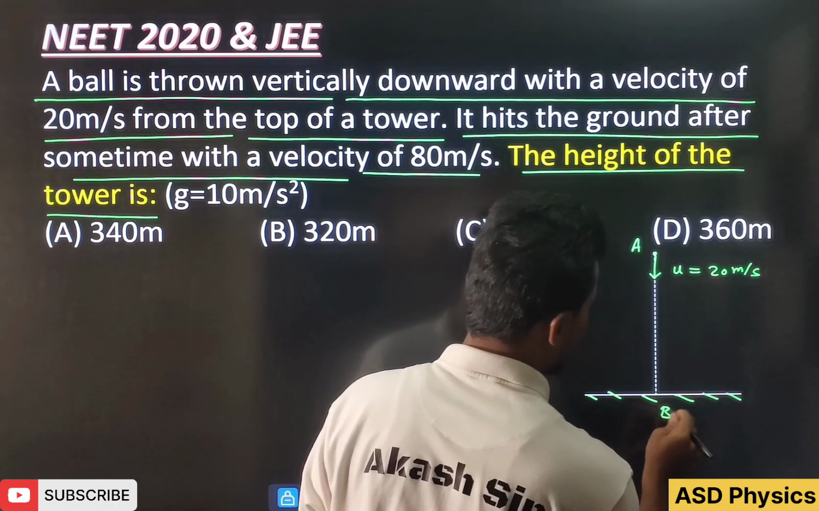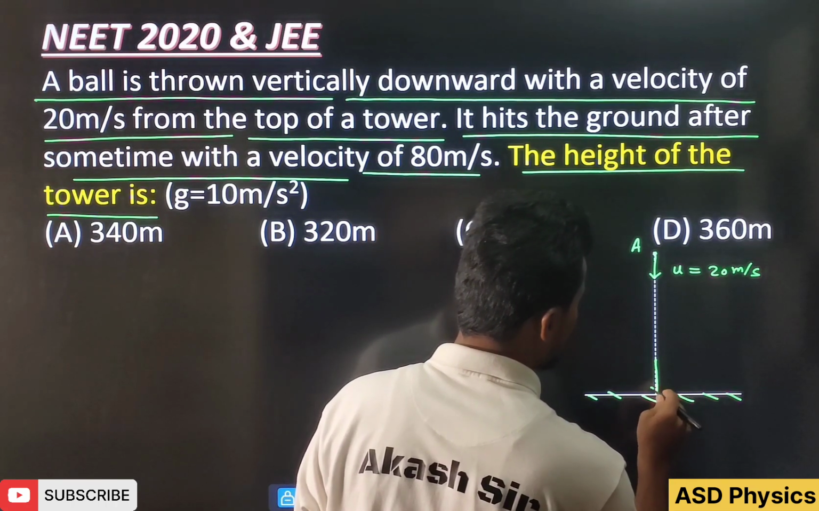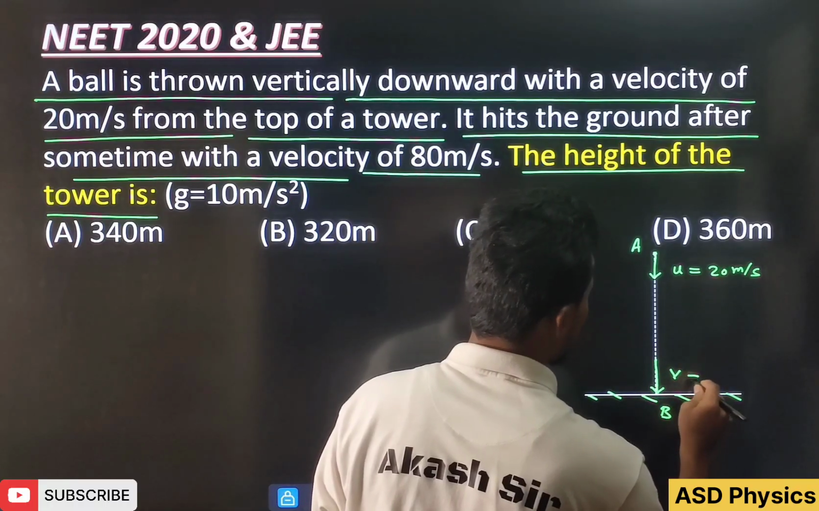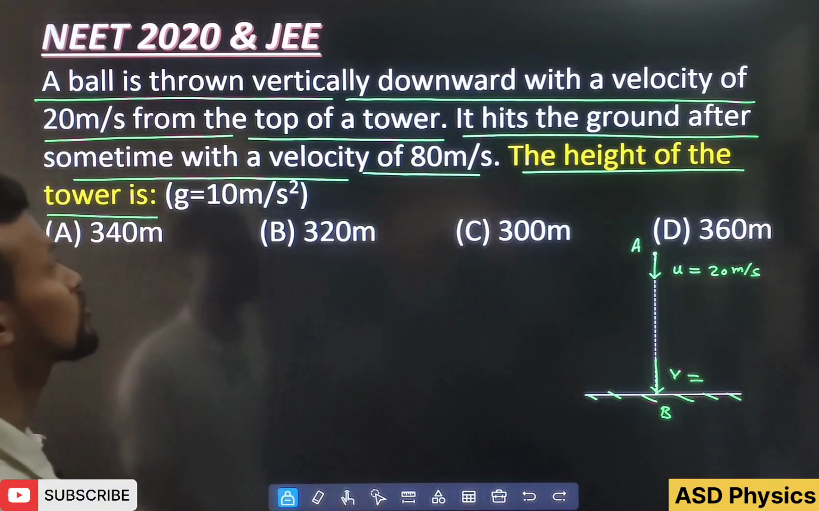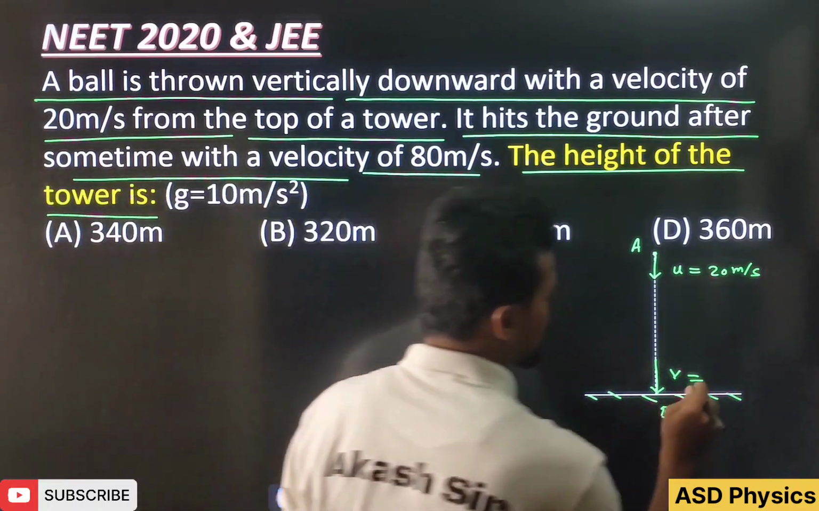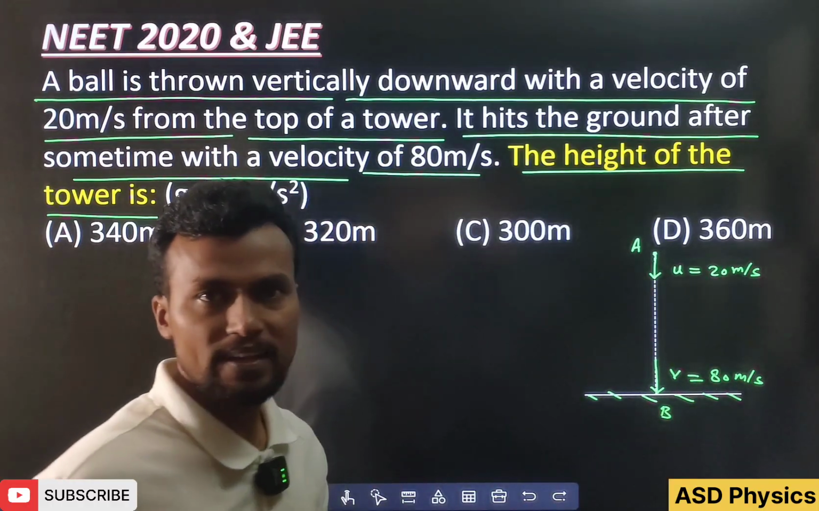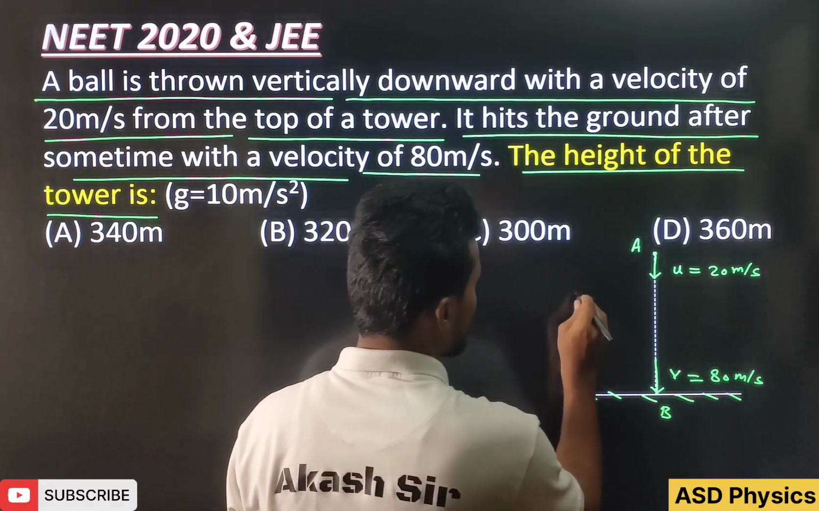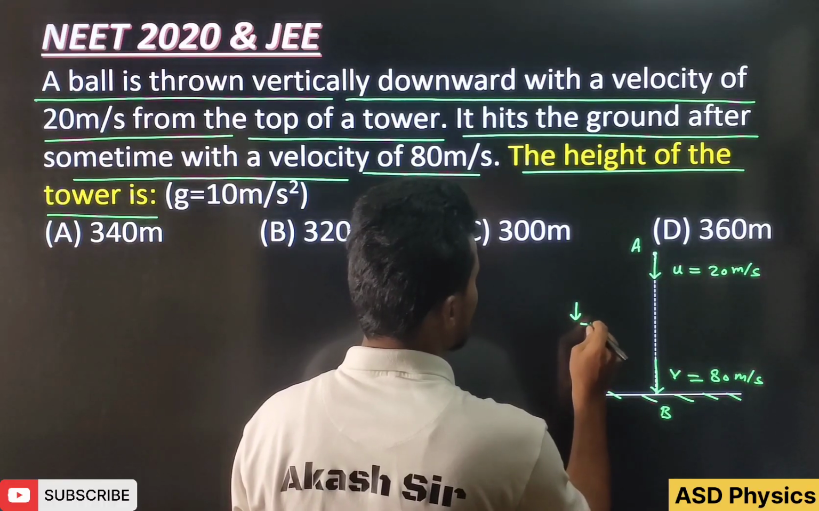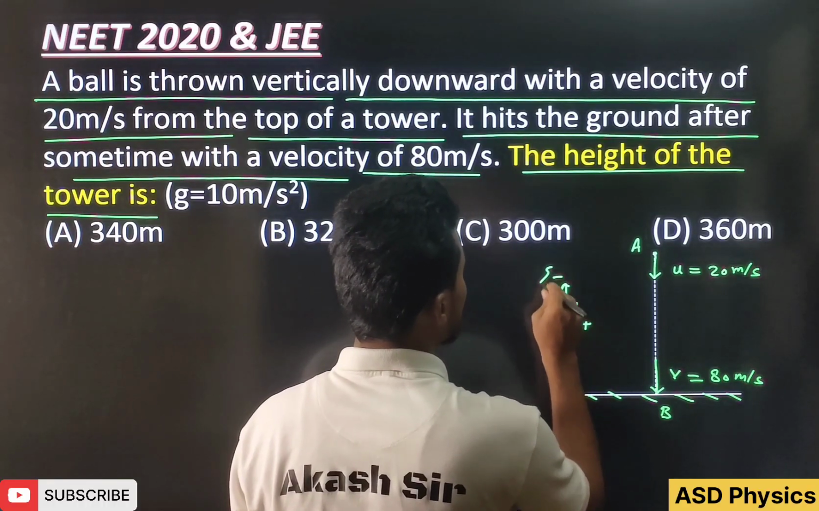The ground is this point B, and when it hits the ground, the final velocity is V, and how much is it given here? You can see very well, 80 meter per second. V equal to 80 meter per second. Why are we writing everything as positive? Because remember that here I have taken the sign convention: downward plus and upward minus.